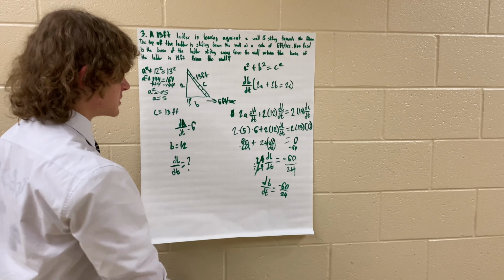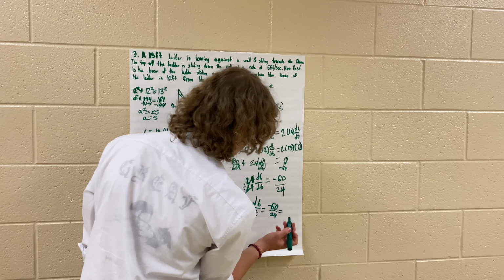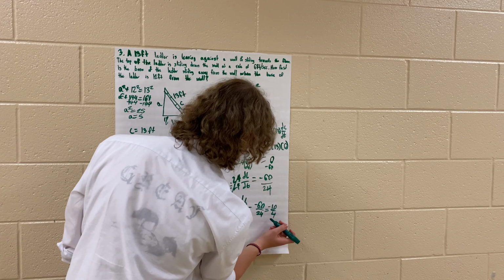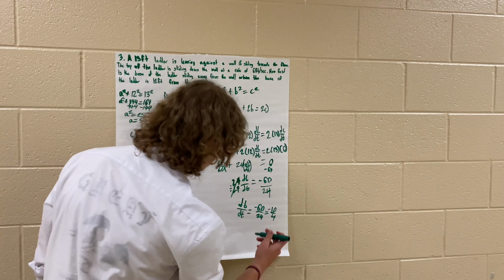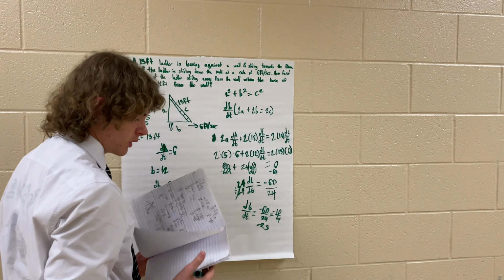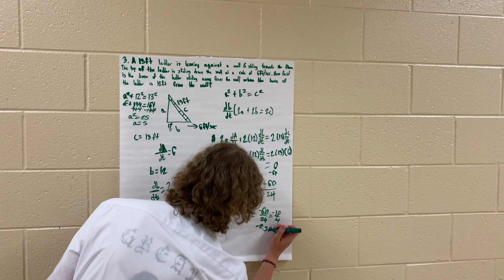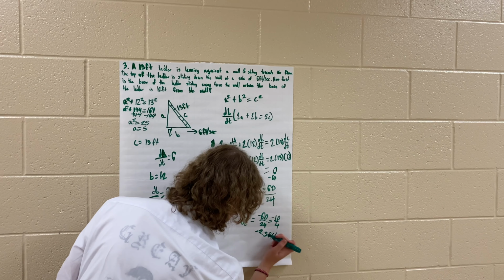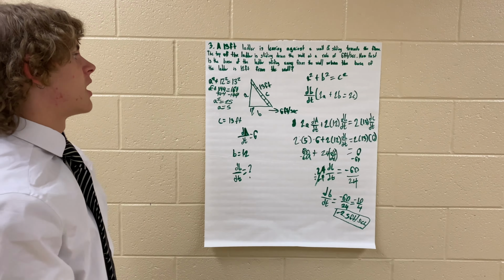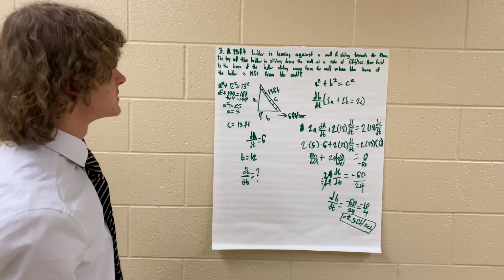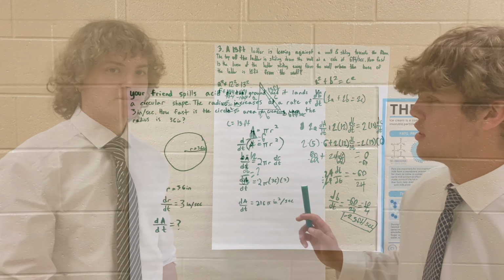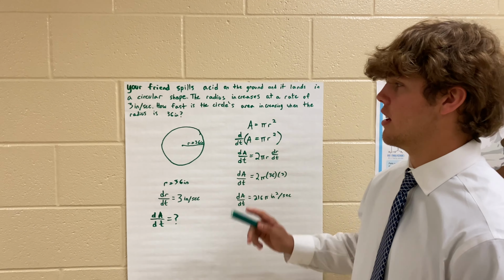I can first of all simplify. I can divide by 6, which gives negative 10 over 4, which is also negative 2.5 feet per second. That is dB over dt, or how fast the base of the ladder is sliding away from the wall when the ladder is 12 feet from the wall. Okay, so this is going to be the problem that we created.